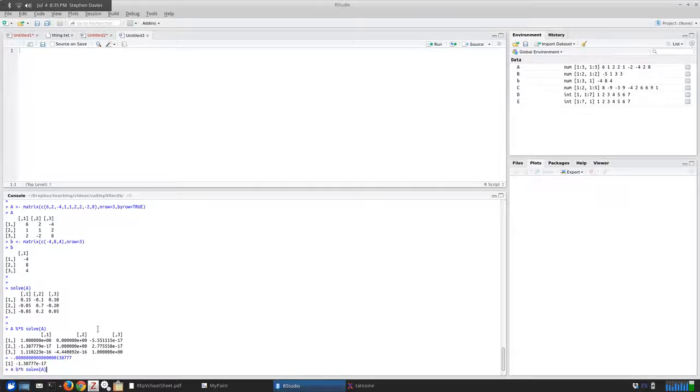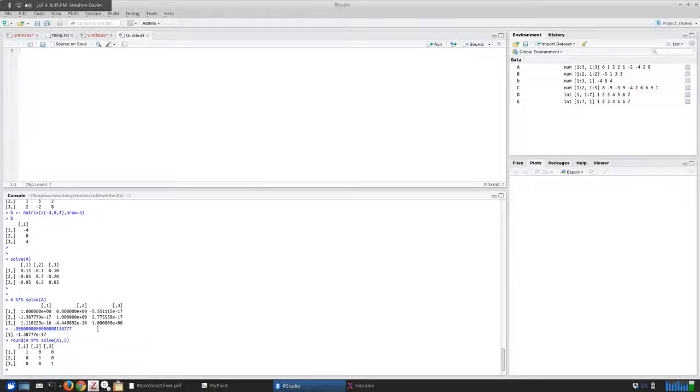And in fact, if it bothers us, we could go ahead and round that. Let's round this thing to 5 decimal places or whatever. And then we do, in fact, get the identity matrix, and it's obvious that's what it is.